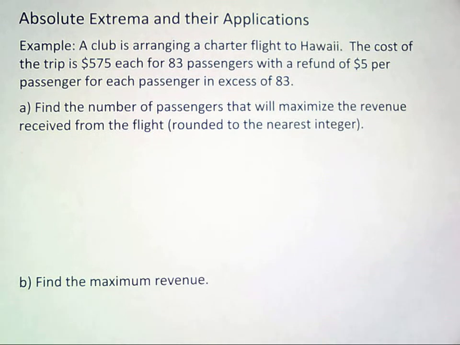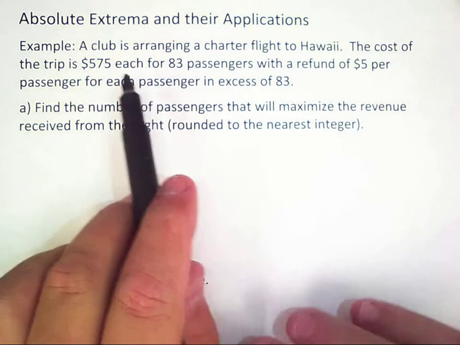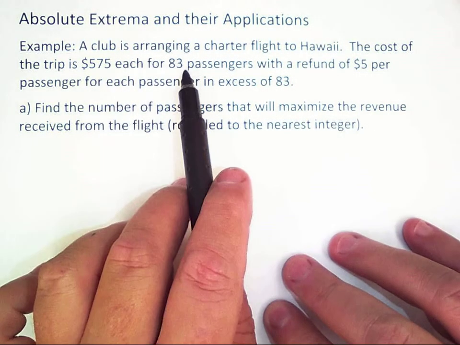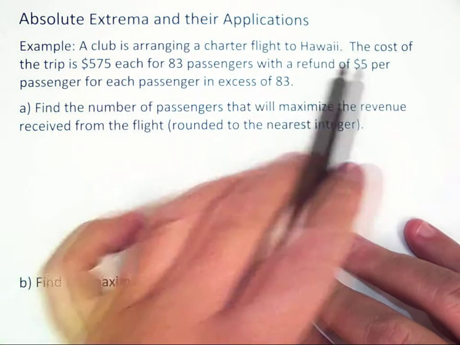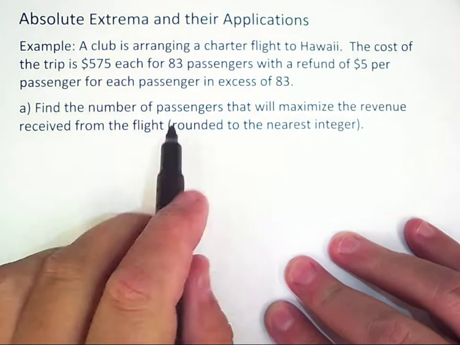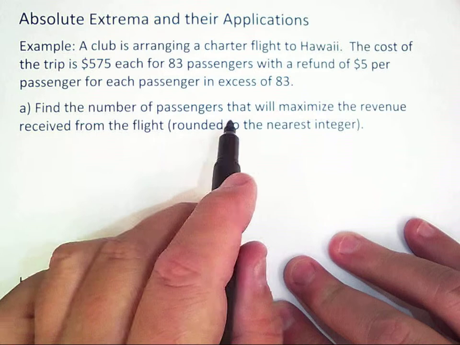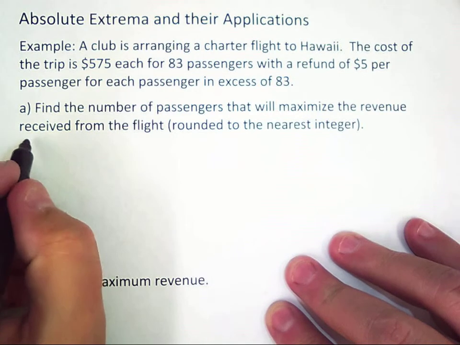And they're going to ask us to find the number of passengers that maximize revenue, and then later on to find the maximum revenue. Now I think the hardest part of this problem is the setup, so I want to spend maybe more time on that part. We have a price for 83 passengers, but this discount occurs for getting more than 83. So ultimately we want to find the number of passengers, so let's just go ahead and call that X.